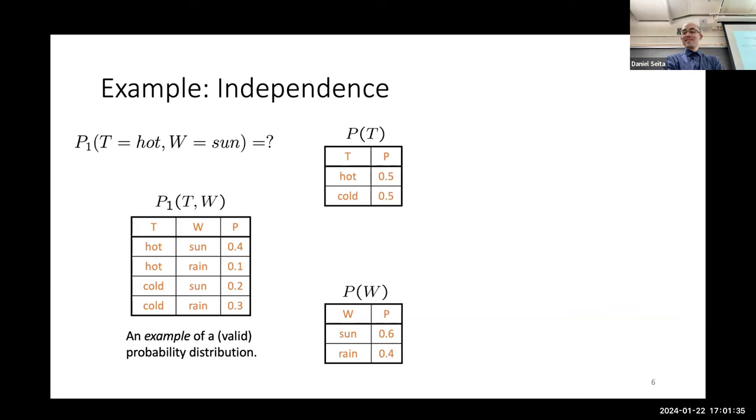Everyone got it? So the question is, given P1, are T and W independent or not? If you look at the probability that the temperature is hot given that the weather is sunny, looking at those entries in the table, hot and sun, it's 0.4. If you factorize it, probability of T being hot, which is 0.5, times probability of W being sunny, which is 0.6, you get 0.3. So 0.3 is not the same as 0.4, so they're not independent.